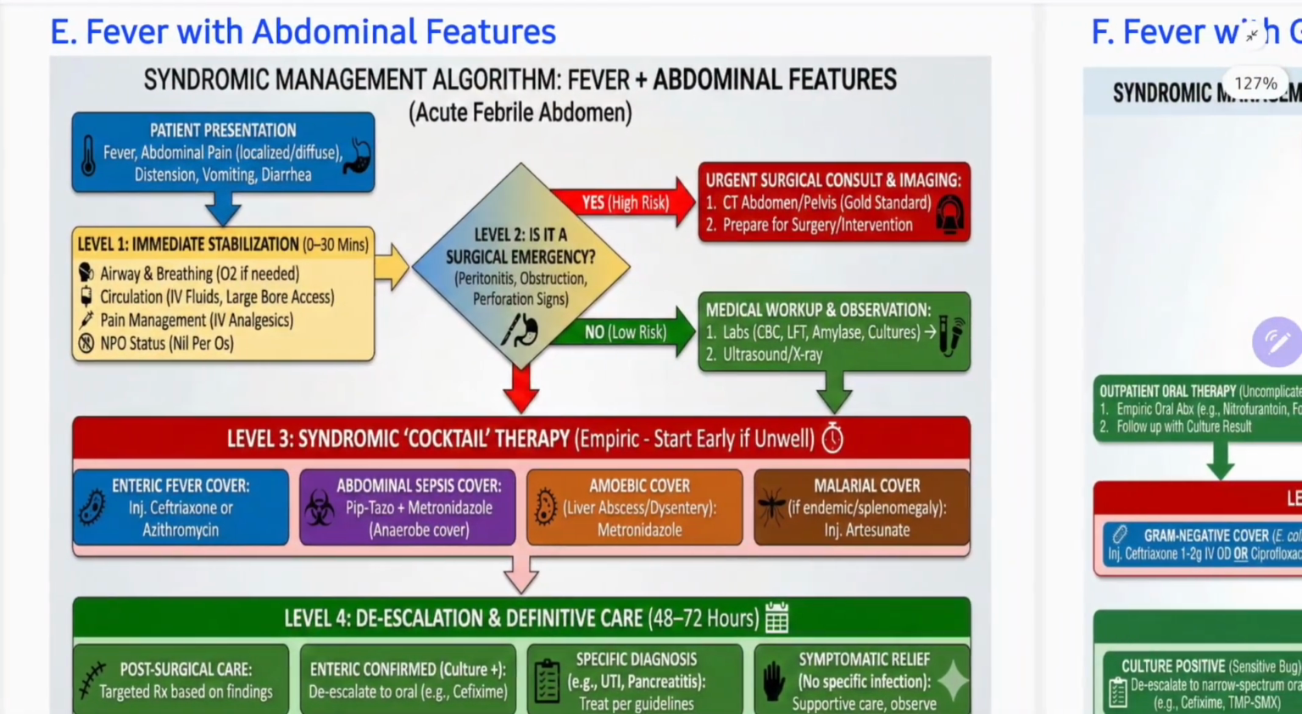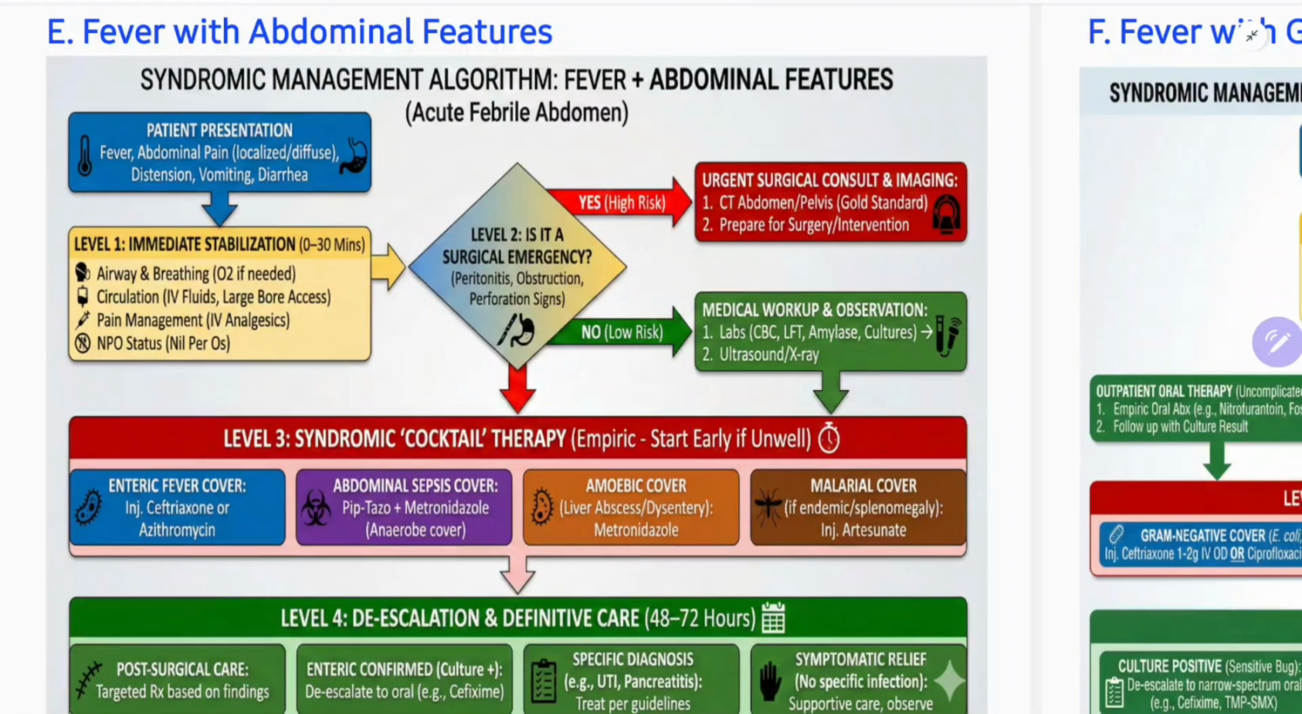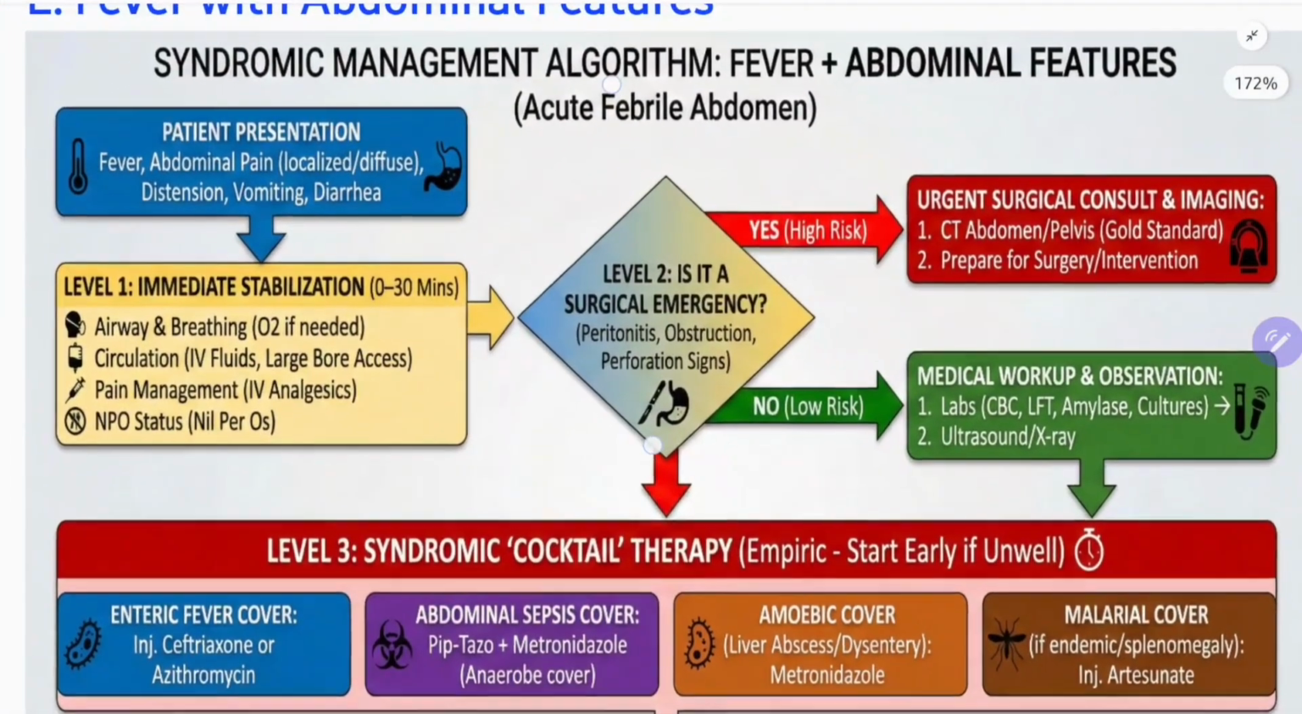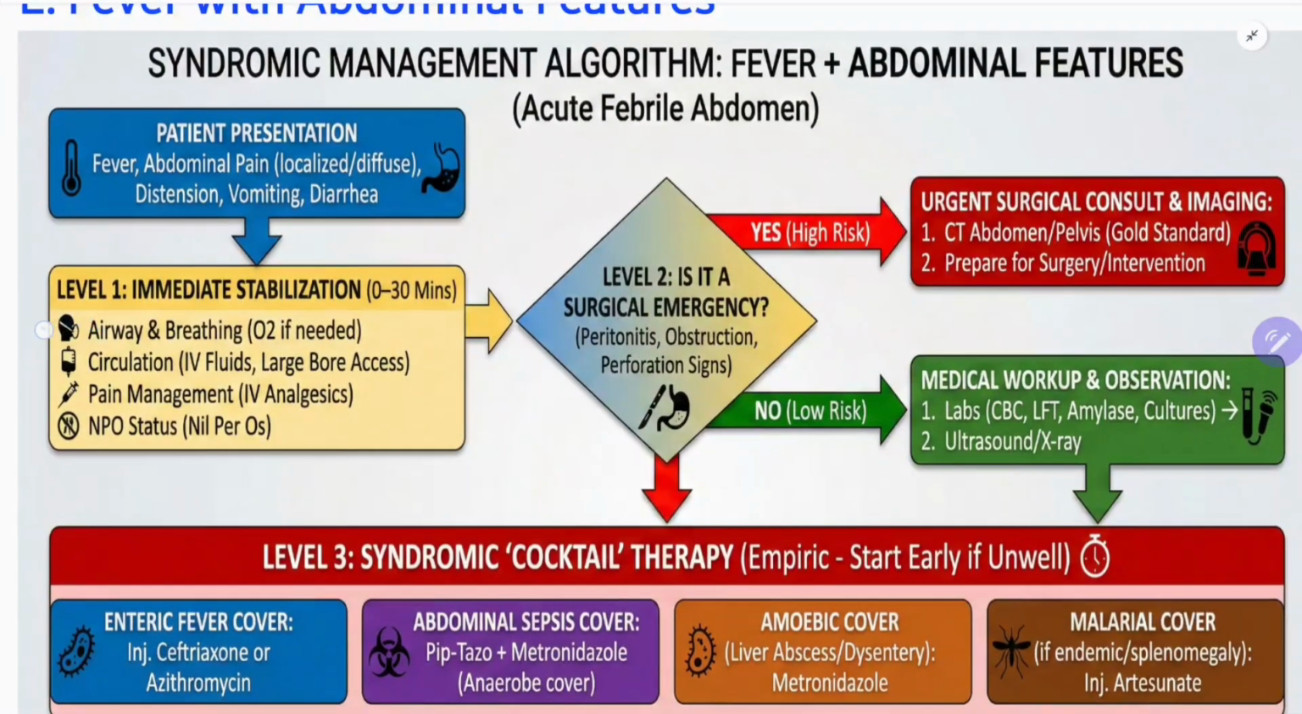Coming to fever with abdominal features. That is acute febrile abdomen. Patient presents with fever, abdominal pain, localized or diffuse, abdominal distension, vomiting or diarrhea, acute presentation. So what you should do, you should first stabilize the patient, airway, breathing, circulation, pain management with IV analgesics, and nil per oral status, nil per os.